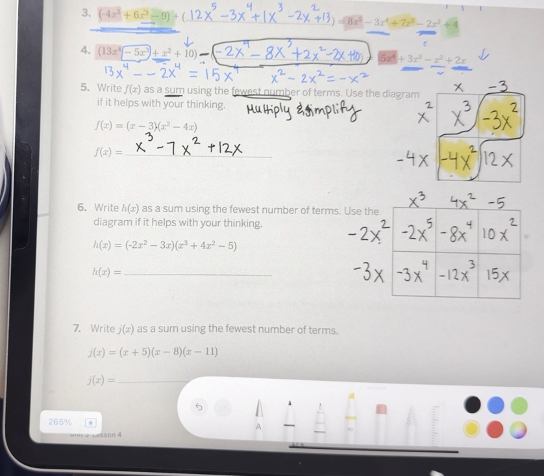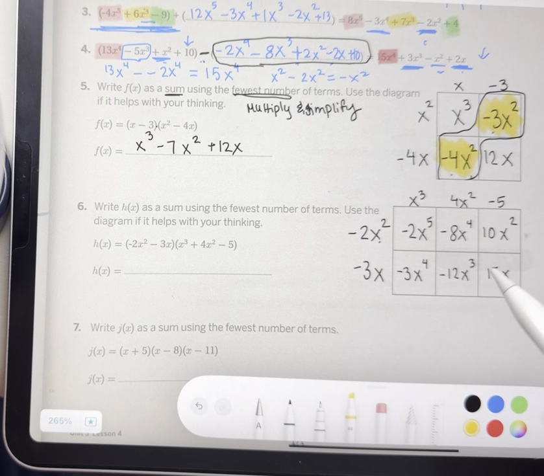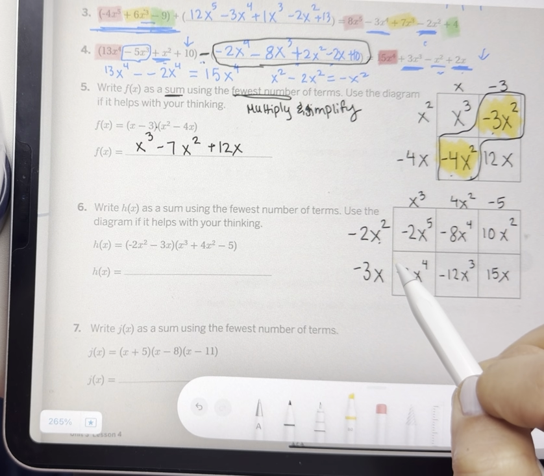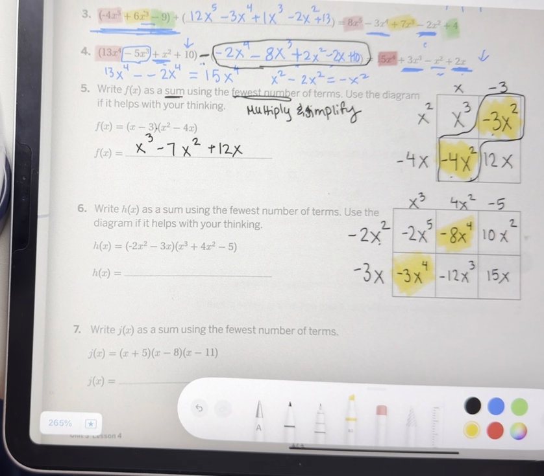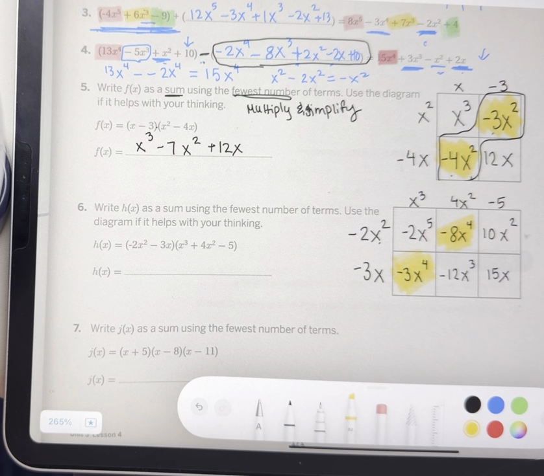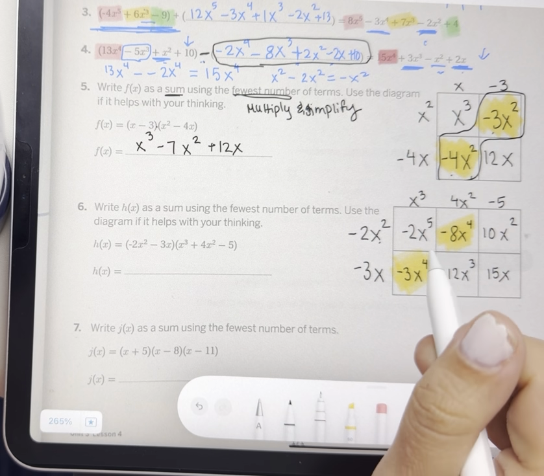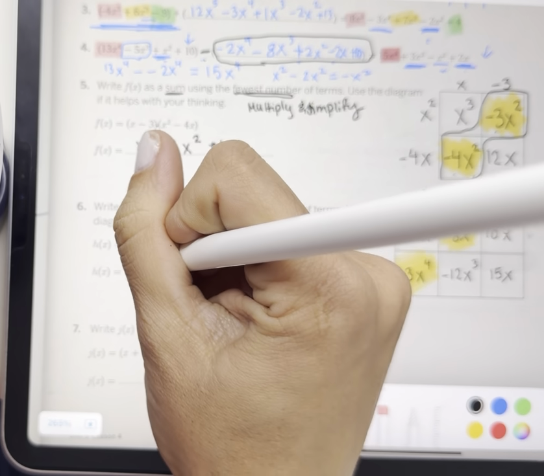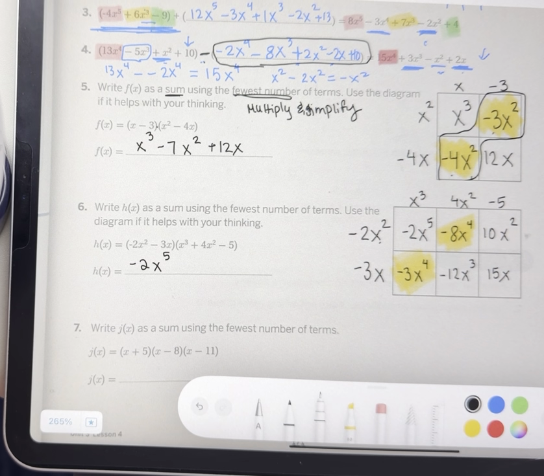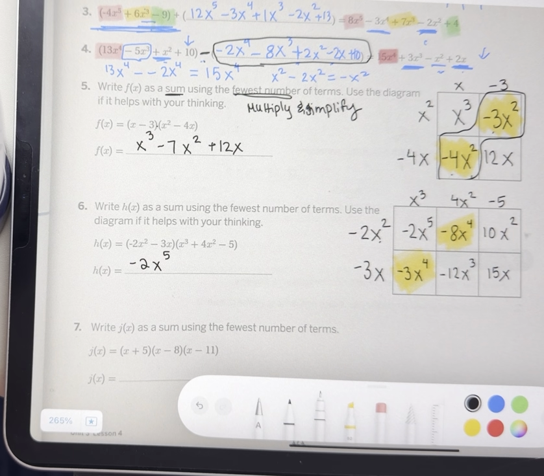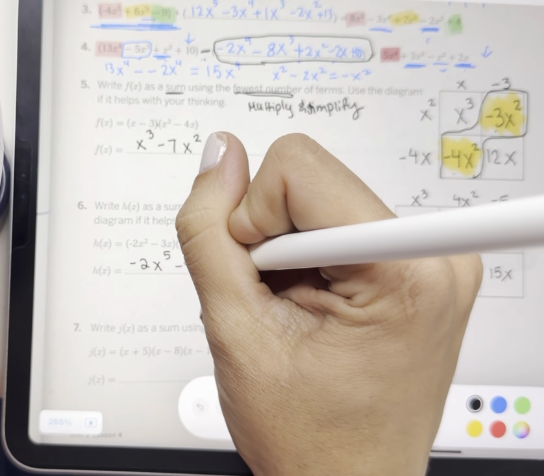And now I look for like terms that I can combine. I see just... perfect. They're the only ones. Nobody else has the same exponent going on. And then now I'm going to combine as I write them from biggest exponent down. So the biggest exponent is at negative 2x to the 5th. Then it's the x to the 4th, which is negative 3 minus 8. So it's negative 11.